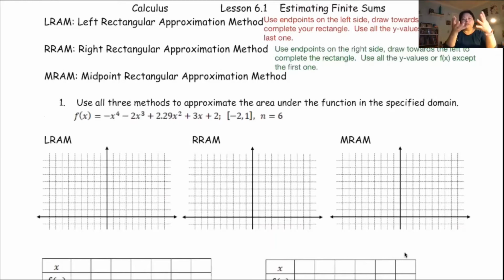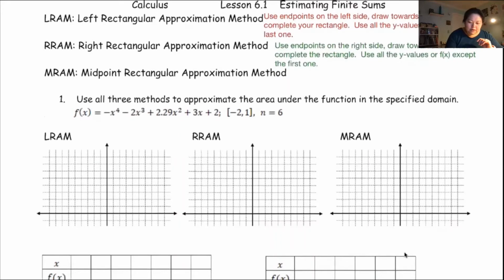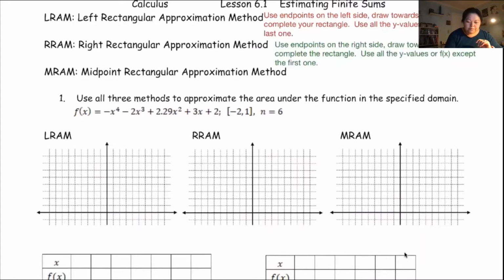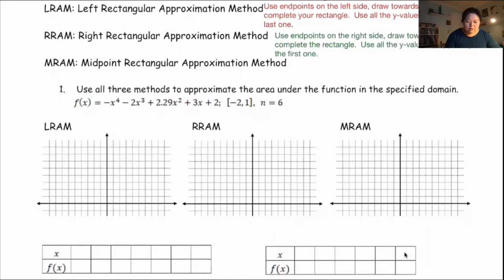Then you probably can guess what midpoint is. Midpoint is neither left nor right. You want to use the middle between the left and the right, right? So you want to use the midpoint. Let me get my rectangle here a little bit better so I have enough room. For this one, you're going to use the midpoint to find the height of the rectangle, then complete the rectangle using that height. And again, I'll show you through the example.